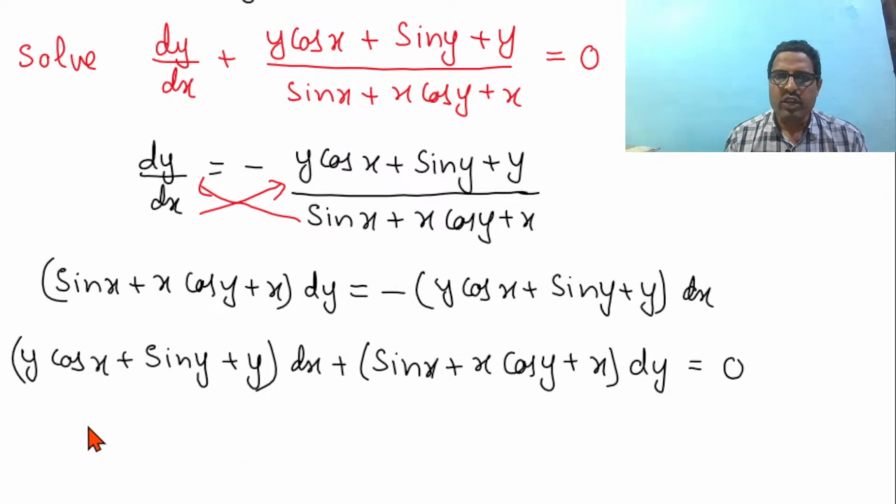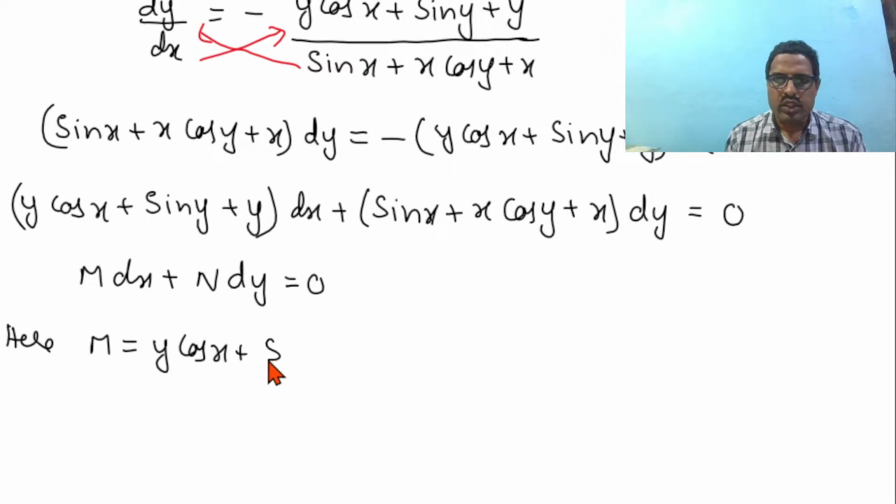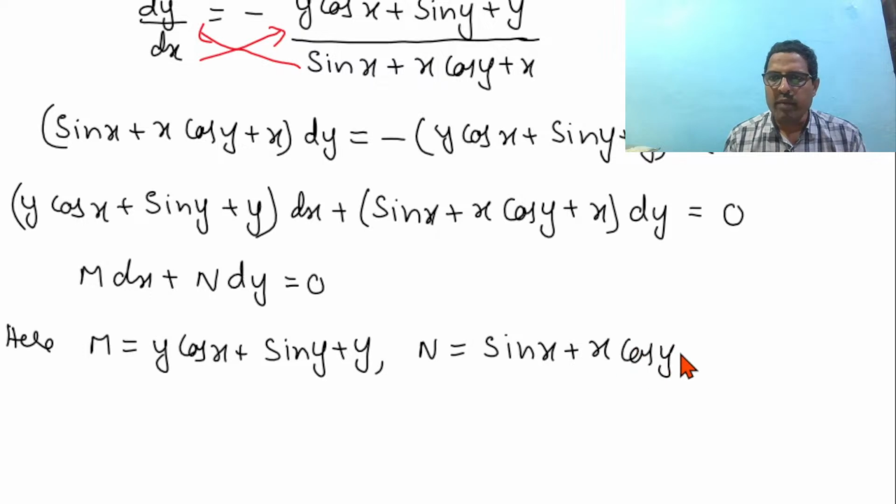So the above equation is in the form of M dx plus N dy equals 0. We need to check whether it is an exact differential equation or not. Here the value of M that you have is y cos of x plus sin of y plus y, and the value of N is sin of x plus x cos of y plus x.